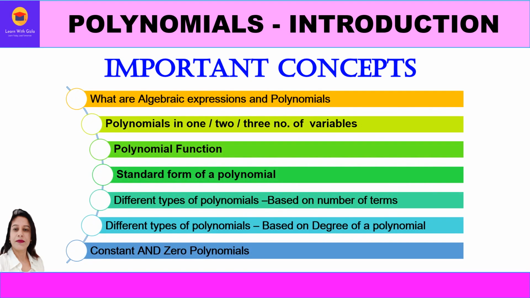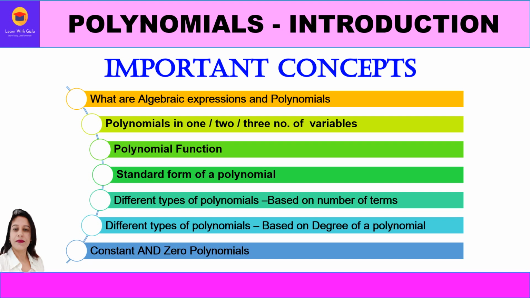So various topics which are covered in this video are: what are algebraic expressions and polynomials, what is the difference between the two, polynomials in 1, 2 or 3 number of variables, polynomial function, standard form of a polynomial, different types of polynomials based on number of terms, different types of polynomials based on degree of a polynomial, and last we are going to take constant polynomials and zero polynomials. So these topics are being covered in this video.